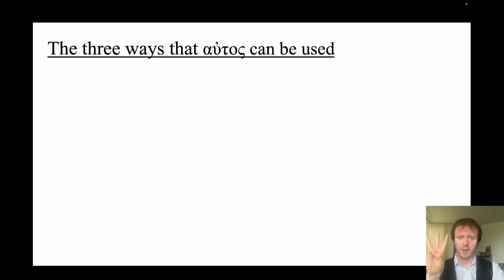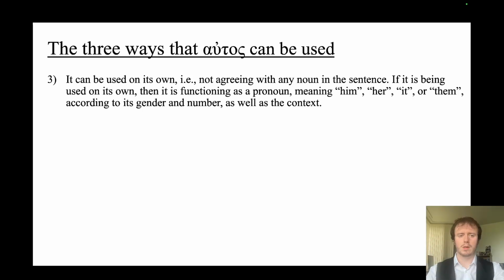Now let's talk about the third way that αὐτος can be used, corresponding to the third meaning that I showed you at the start. αὐτος can be used on its own, that is to say, not agreeing with any noun in the sentence. If it is being used on its own, then it is functioning as a pronoun, meaning him, her, it, or them, according to its gender and number, as well as the context.